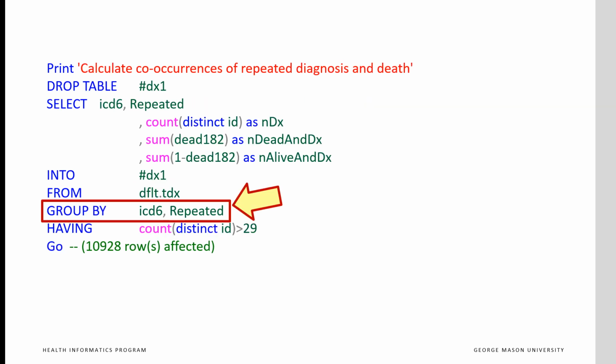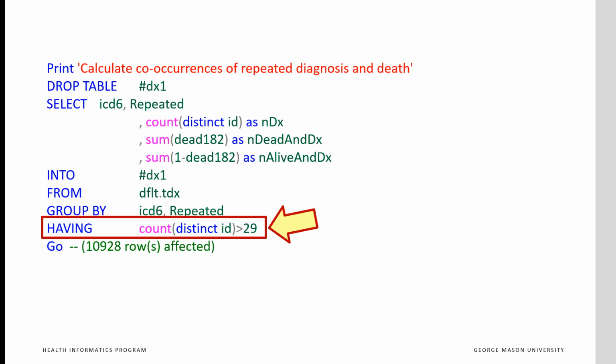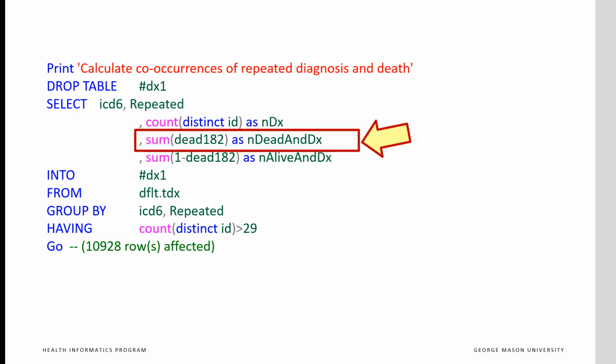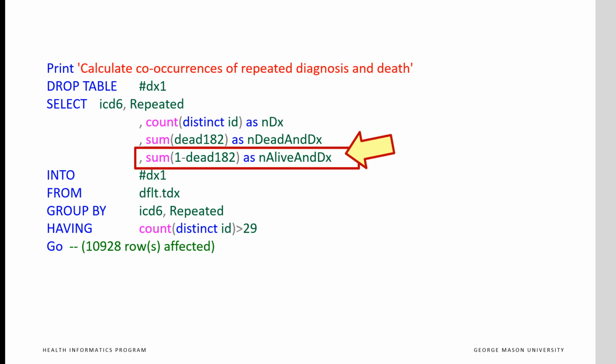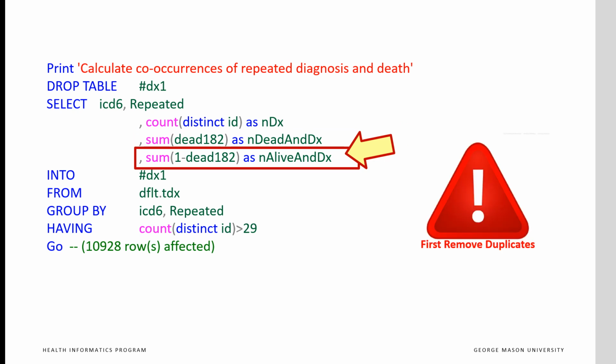In this step, we count the number of times the diagnosis co-occurs with death in 182 days. The analysis is done for repetition of each diagnosis. We have not shown how the repetition variable is organized in these slides, as an earlier introduction to rank function describes this process. Here, the group by command allows us to count for each diagnosis and its repetition a separate set of statistics. We are also ignoring any diagnosis that does not repeat in at least 29 distinct patients. For each repeated diagnosis, we calculate the number of times the diagnosis occurred among dead patients and among alive patients. Keep in mind that these sums will not be accurate if we have not previously removed duplicate IDs and duplicate diagnosis codes for the same person.